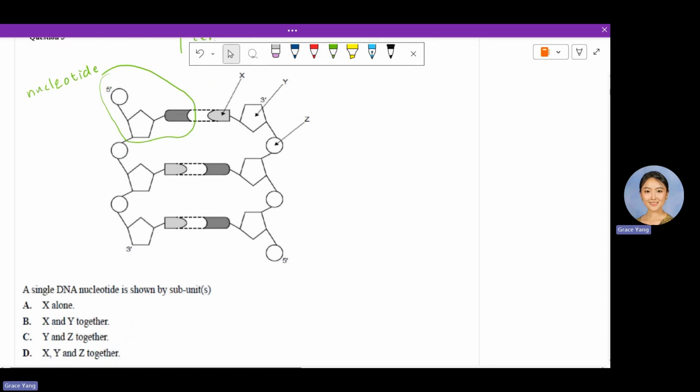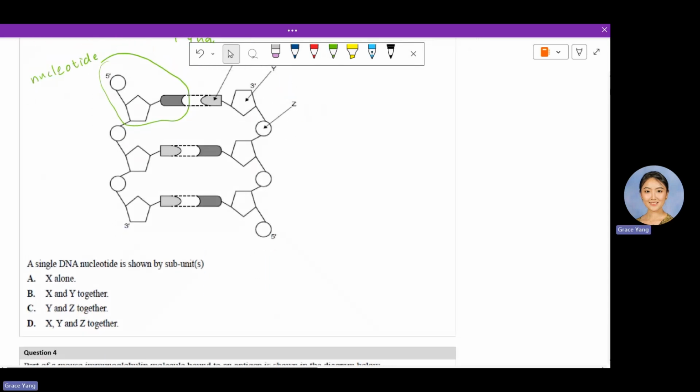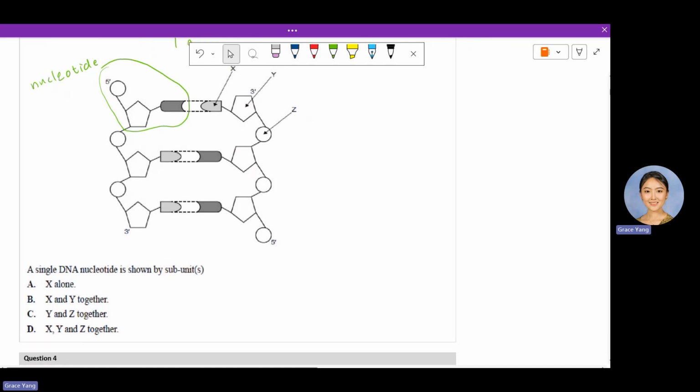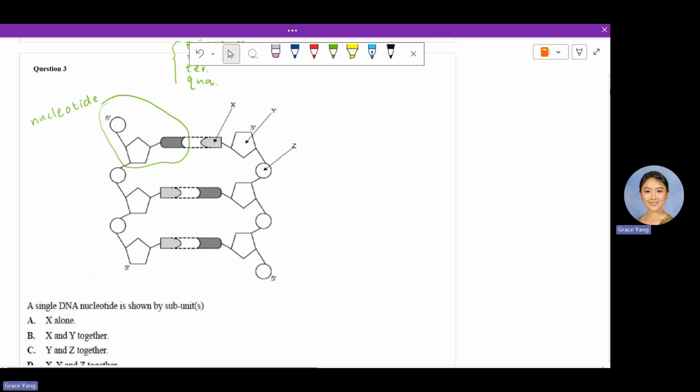Okay. And then with this knowledge, let's have a look at the question. So the question says a single DNA nucleotide is shown by subunits, X alone, X and Y, X and Z. So let's have a look at what each one stands for. Now, this looks a bit rotated, so a bit different to the one that we drew on the previous slide.